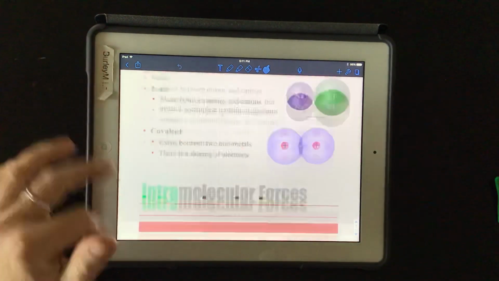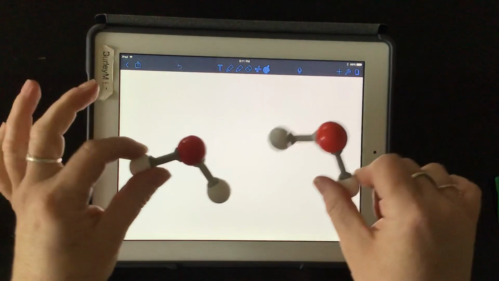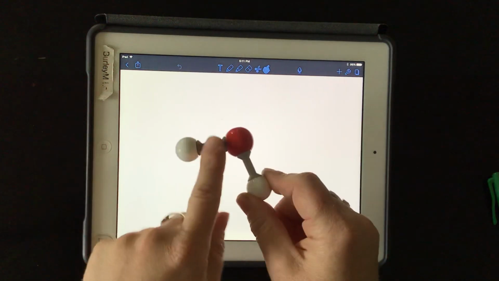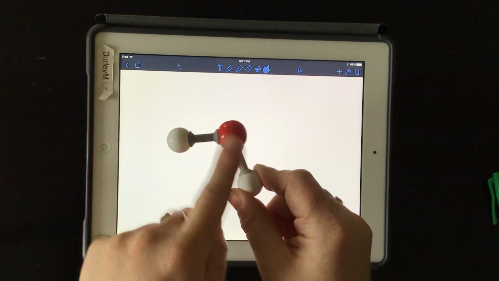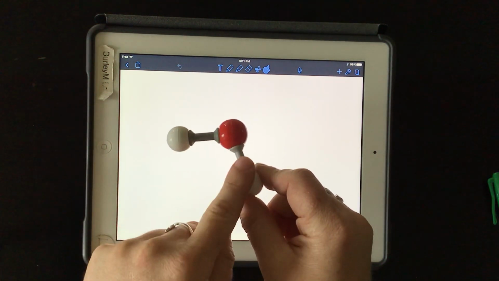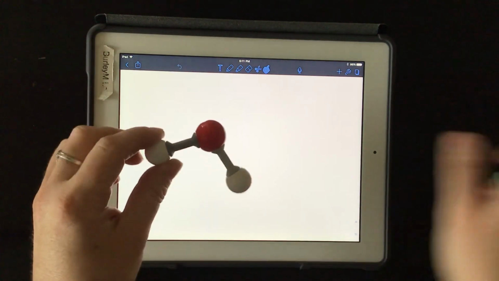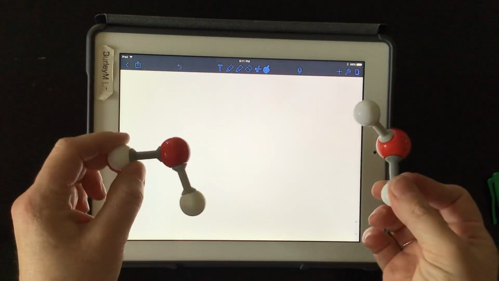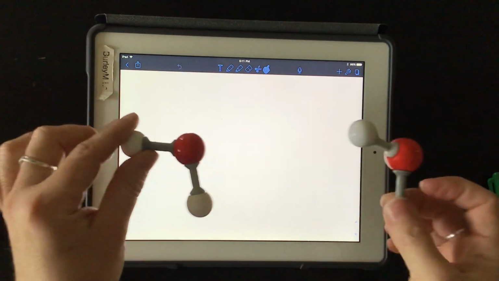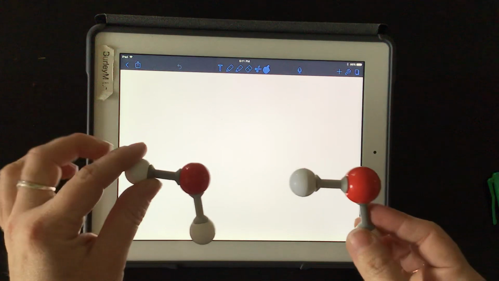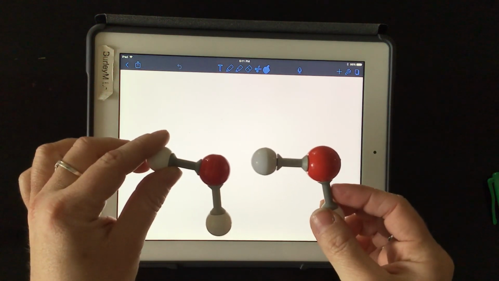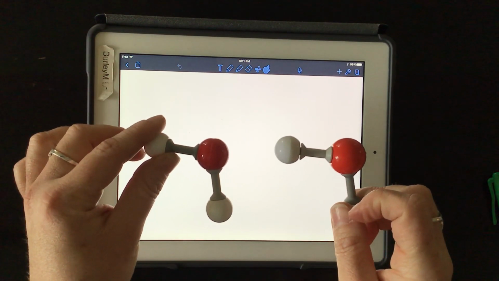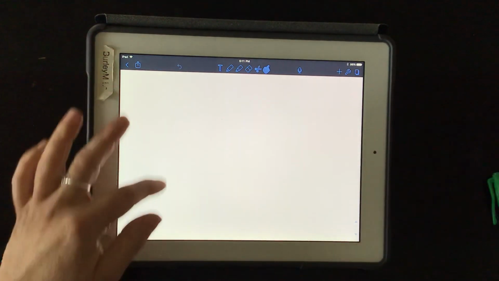So if we take a look at these two water molecules I have here, an intramolecular force is the actual covalent bond in between atoms of a water molecule. But we don't ever see just a single water molecule in nature. We always see water sticking together. So there must be an attractive force between water molecules. We call the attractive force that comes between the water molecules an intermolecular force.